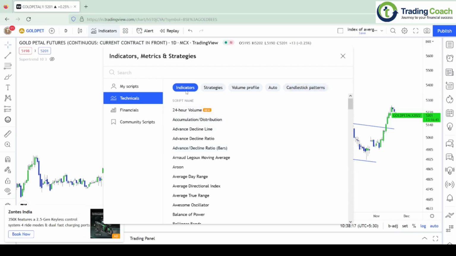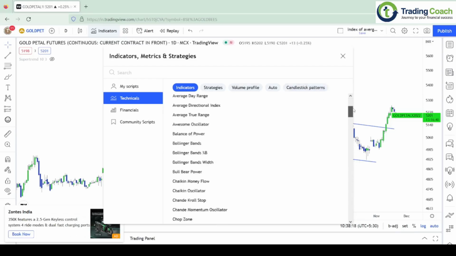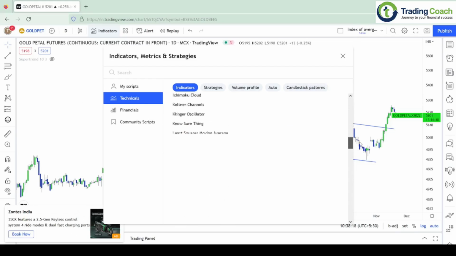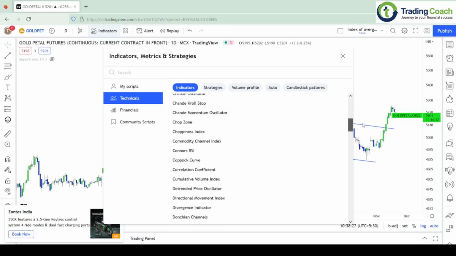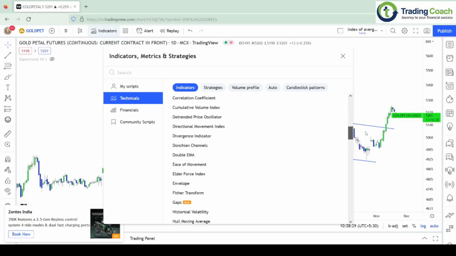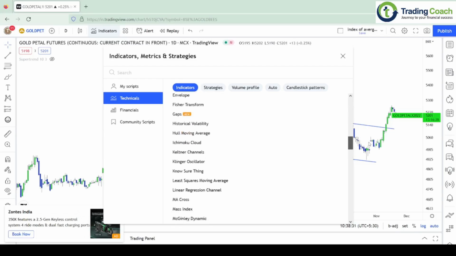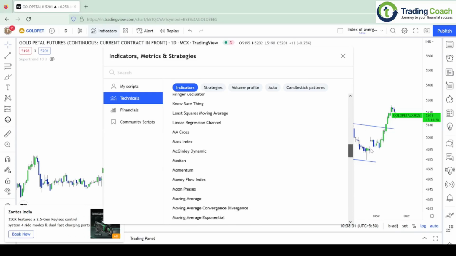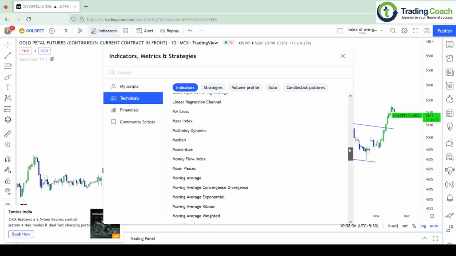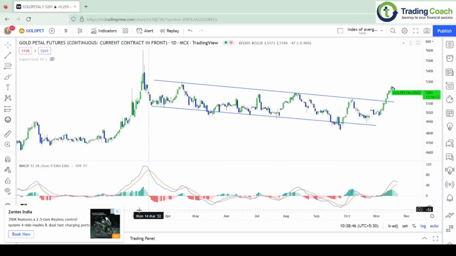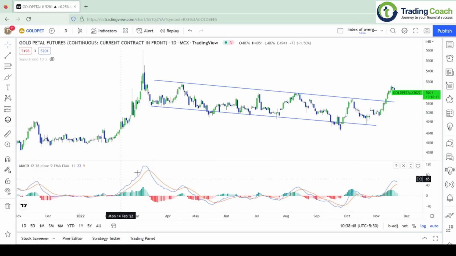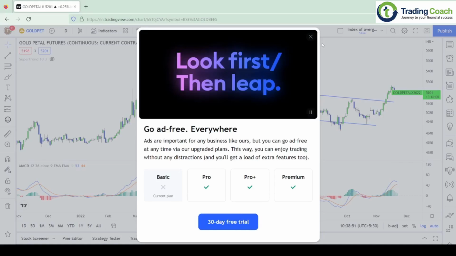If I scroll down a little bit, there is one specific indicator. Some of you might already be using this, but let me show you. Let me scroll down a little more, and here we have something that says moving average convergence divergence. Let me click on this. Okay, cool. Here we have moving average convergence divergence.